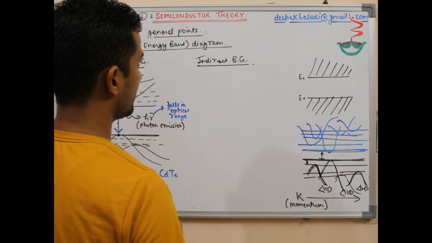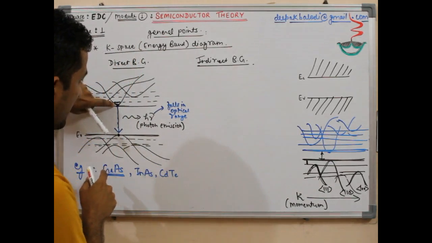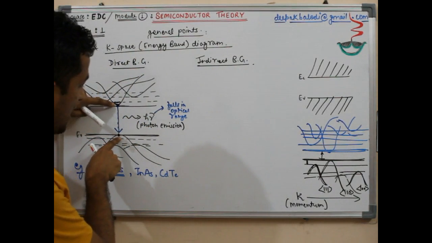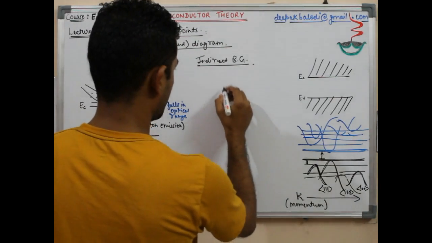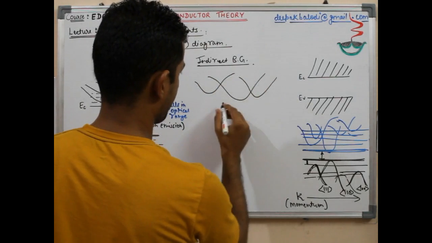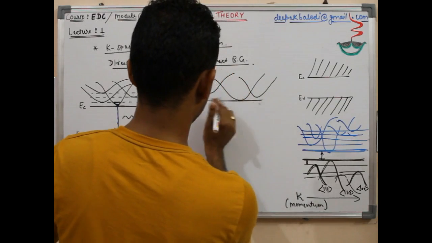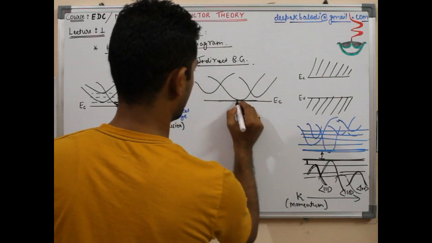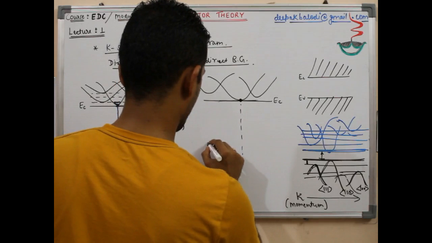Whereas in the case of indirect band gap, the lowest valley in the conduction band is not aligned horizontally with the highest peak in the valence band. So this picture may be something like this. So let's say this is the lowest valley. This goes like this.